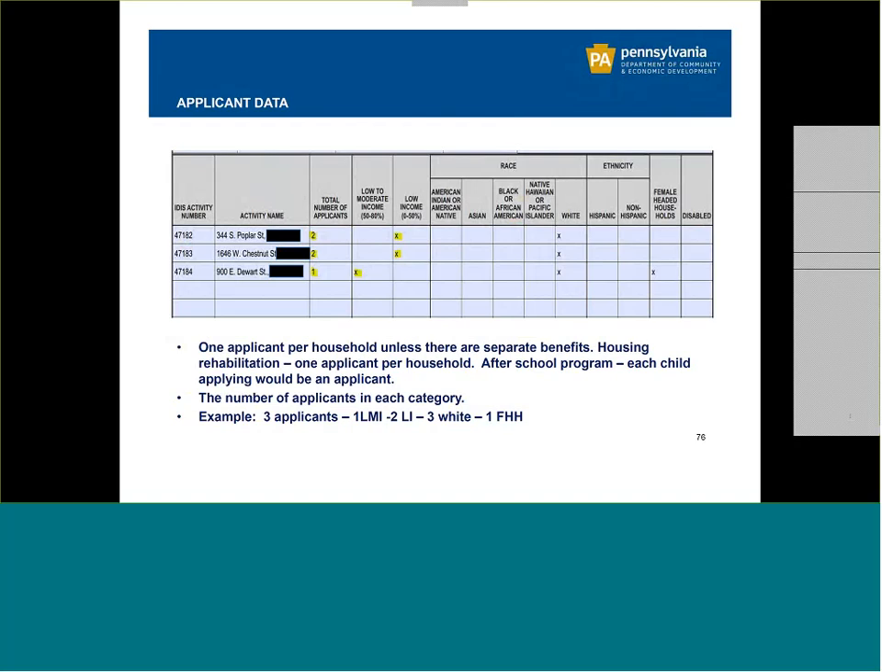Okay, and then this one, again, we said 1 applicant per household, no check marks, no X's, no percentages. We need numbers. So in this case, again, it was all separated out by address. This is a HOME program. We should have only had 1 line item, contract number, and then this would have been 3 applicants, 1 LMI, 2 LI, 3 were white, and 1 female head of household. We should have the ethnicity. If you don't have it on your intake forms, please make sure you get that on there.